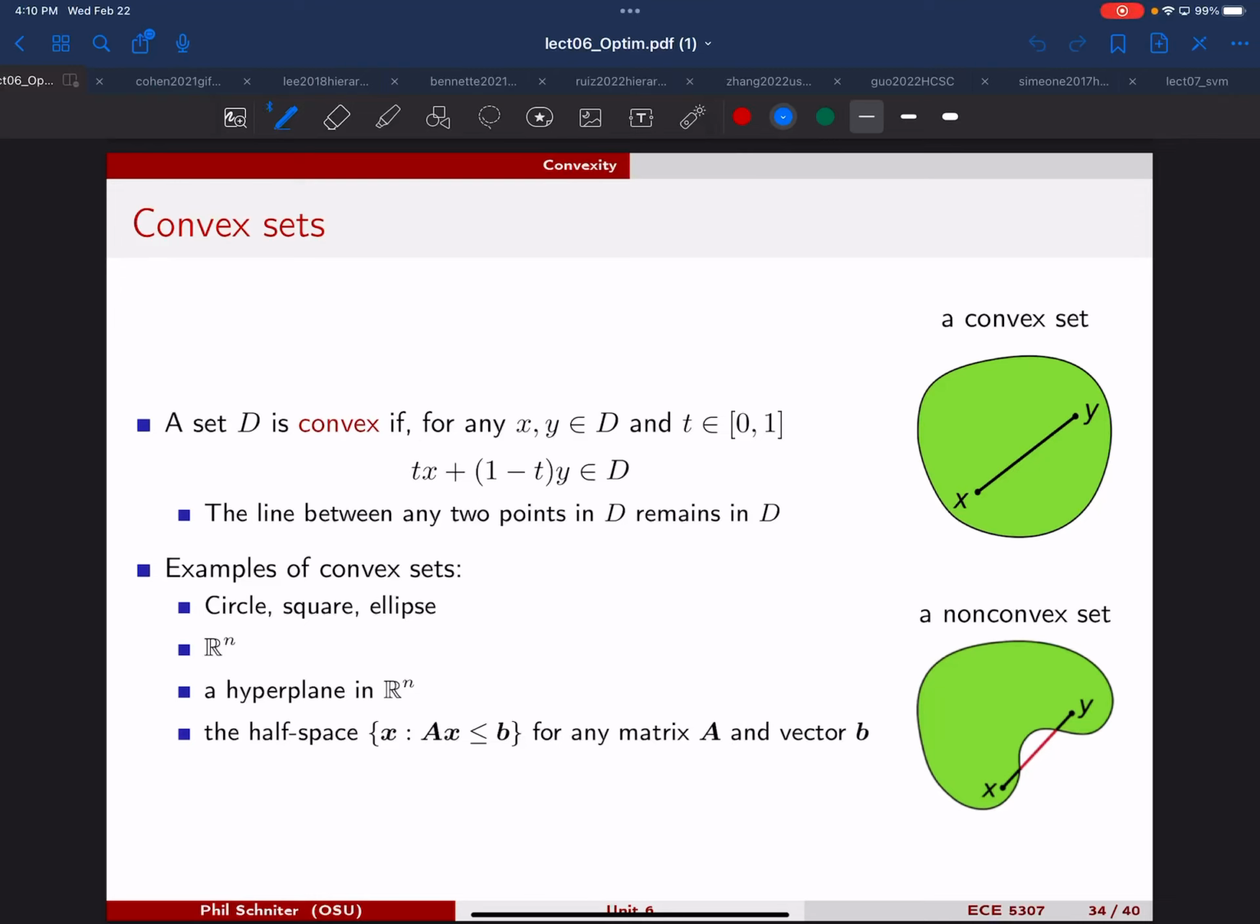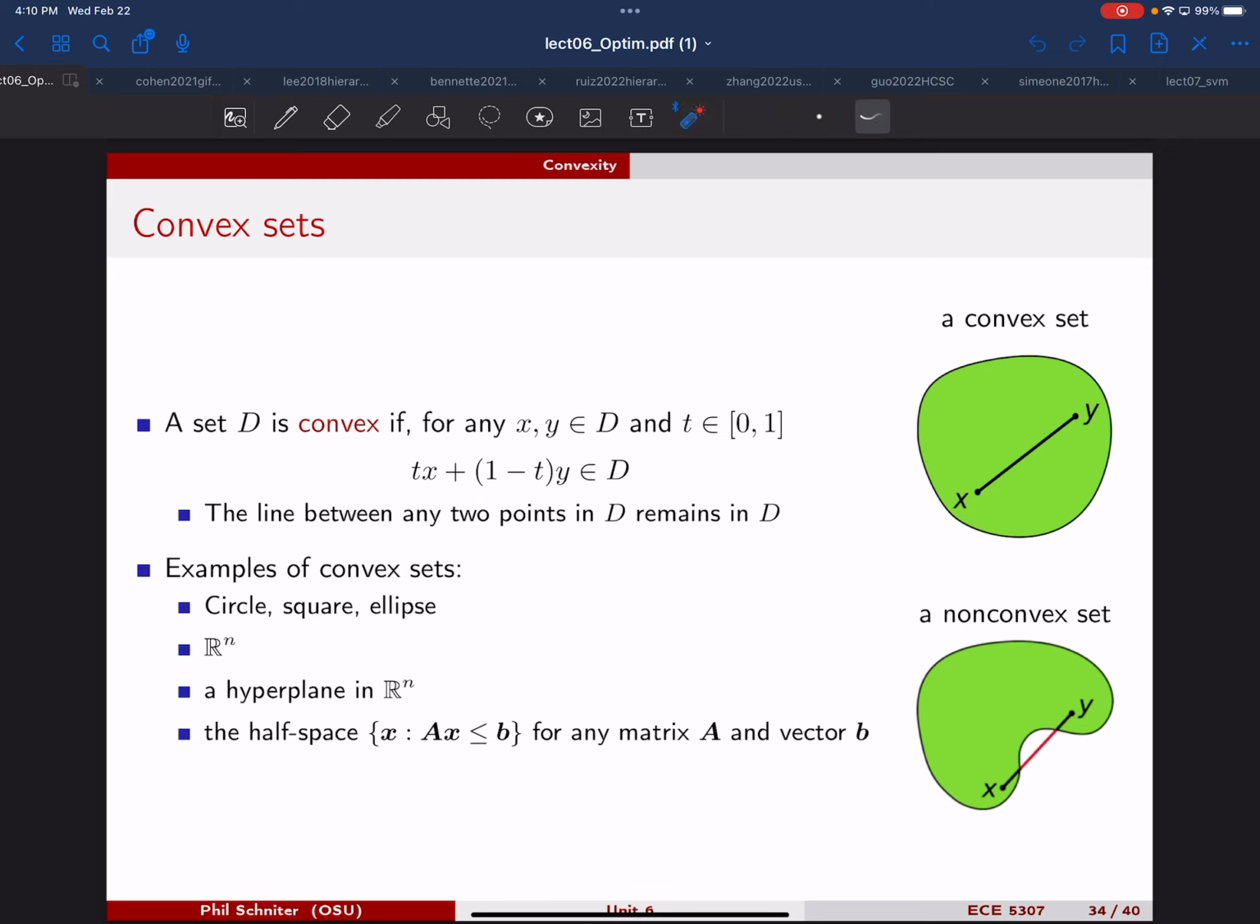All right, good afternoon, everyone. So today we're going to finish up Unit 6, just a couple small topics, and then we'll move on to Unit 7. So the first thing to talk about in Unit 6 is to come back to this idea of convex sets.